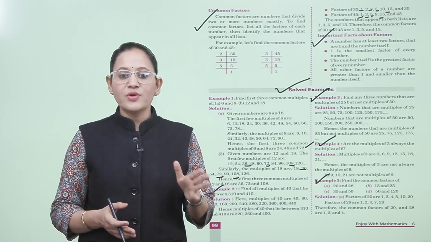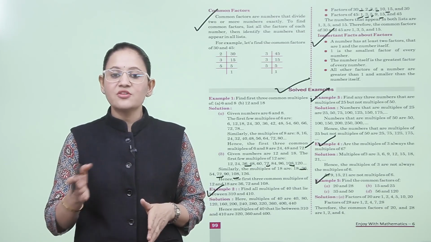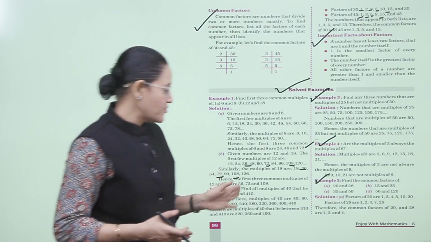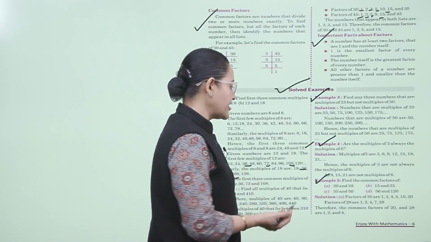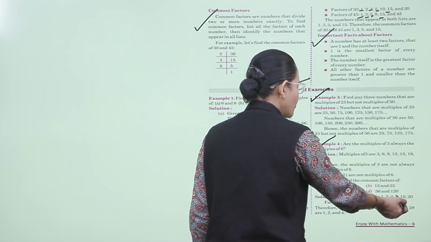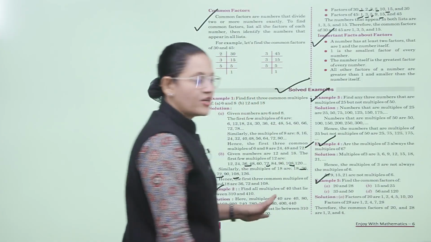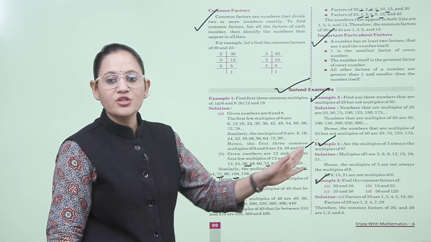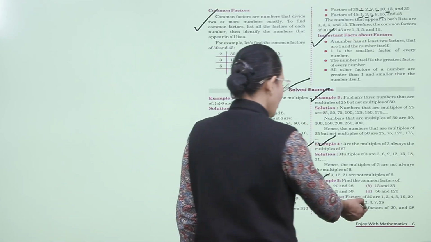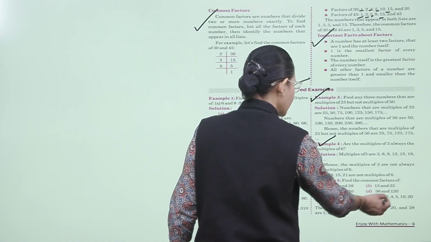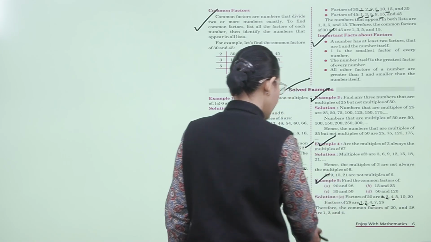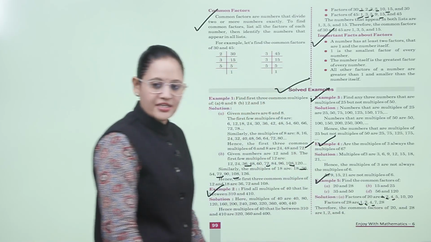find the common factors of 20 and 28, 15 and 25, 35 and 50, 56 and 120. To find the common factor, first what we'll do? We'll find out the factors of the given numbers. So, factors of 20 are 1, 2, 4, 5, 10 and 20. Factors of 28 are 1, 2, 4, 7, 14 and 28. Now, we have to find the common factors. Common factors are 1, 2, 4. These are the common factors. Clear?